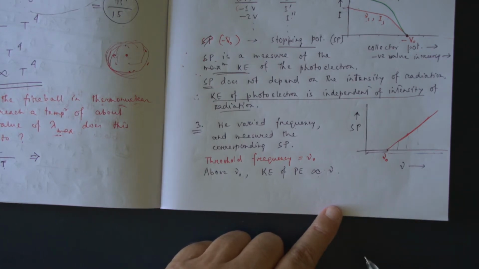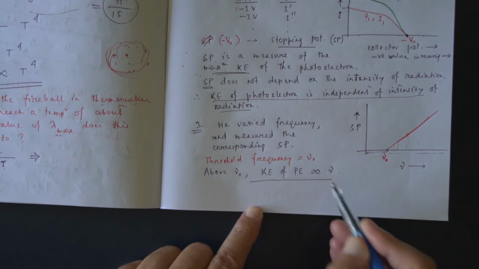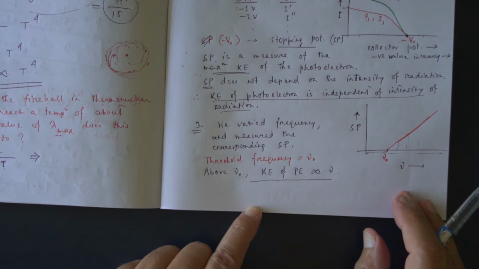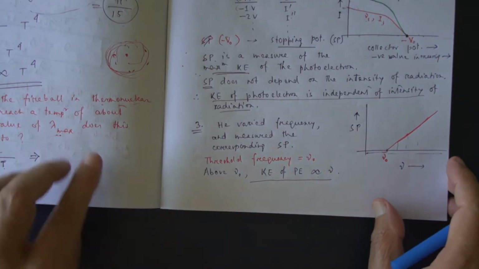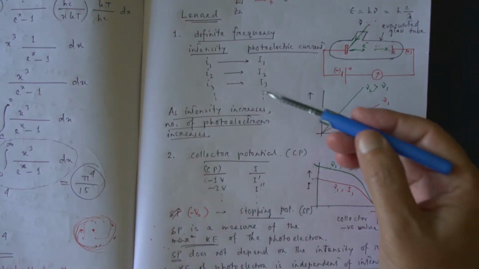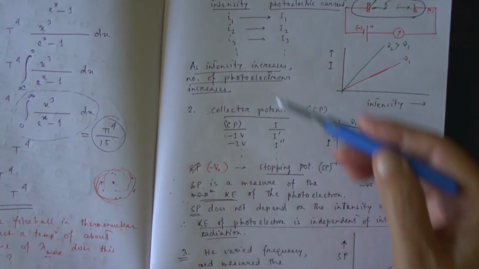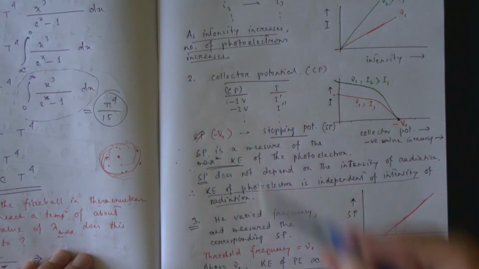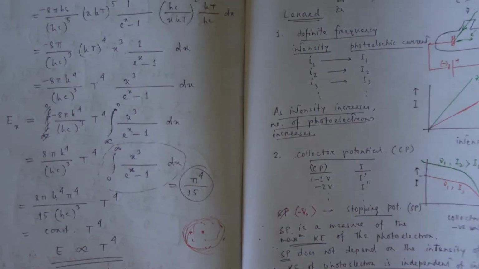So these are the three results observed by Lenard. Now classical physics cannot explain these three results. Why can classical physics not explain these three results? That means the failure, or inadequacy, of classical physics.